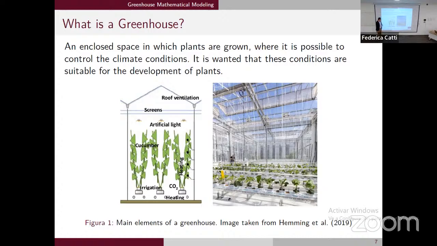Some greenhouses can have an external source of CO2 to increase the crop production. In this case, we consider a crop of cucumber. So something important is that the agglomerate of the leaves is known as the canopy. Other elements of the greenhouses are artificial light, which is to simulate the solar radiation. Another is a thermal screen, which is to insulate the temperature inside the greenhouse, and roof ventilation, which are windows that you can open to lower the temperature.